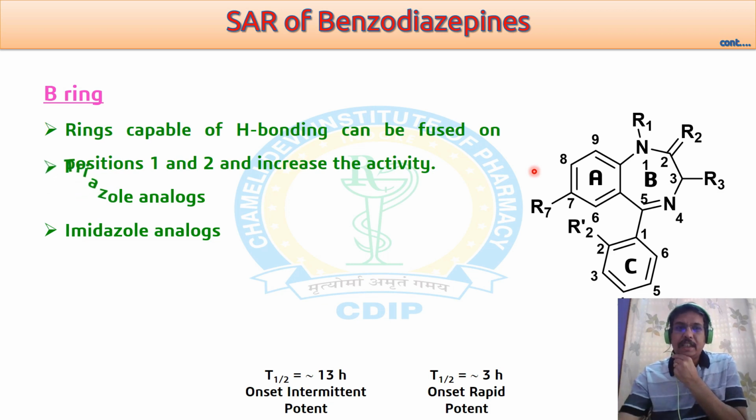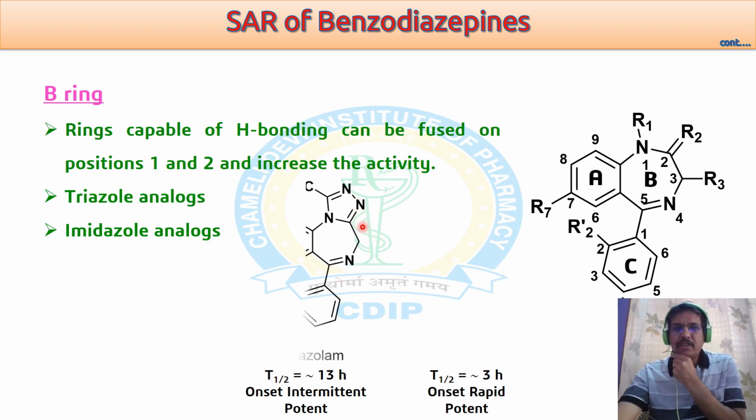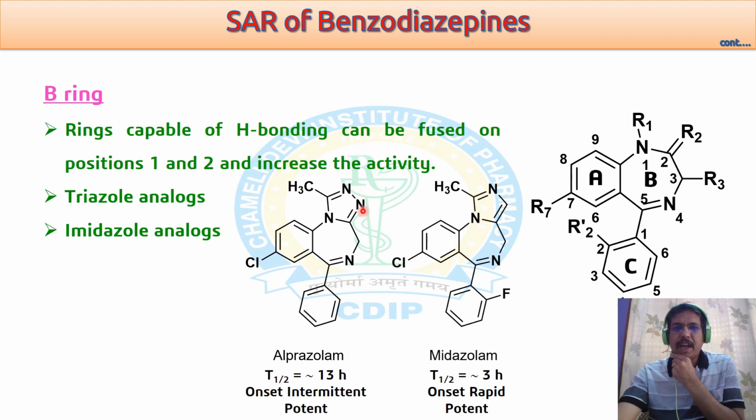One is the triazole analogues. This triazole analogue has the capability to form a hydrogen bond. It may be this nitrogen or that nitrogen. This has a lone pair of electrons, and this lone pair behaves in a similar fashion as the oxo group present on the C2 position. So they form a hydrogen bond, and that's why they retain the activity. So this is the triazole analogue.